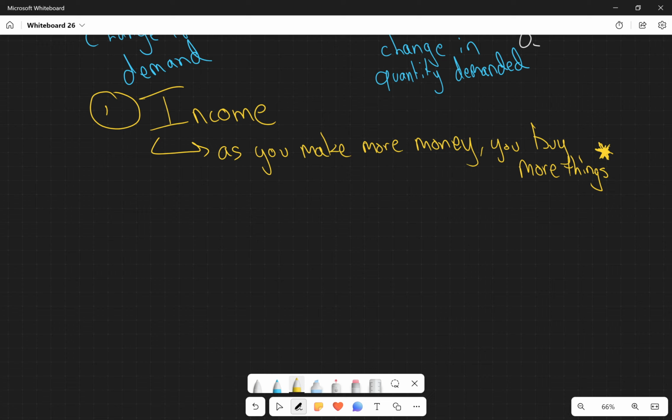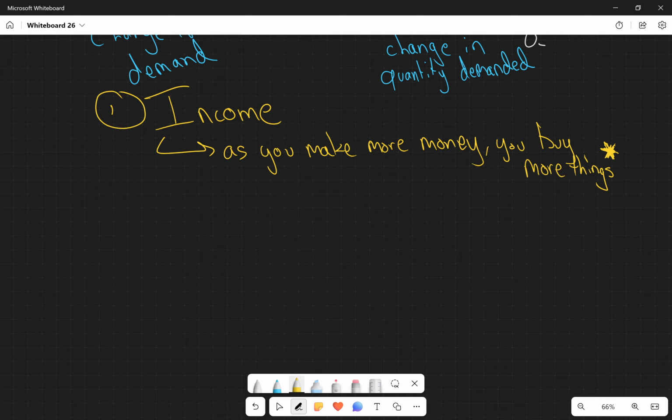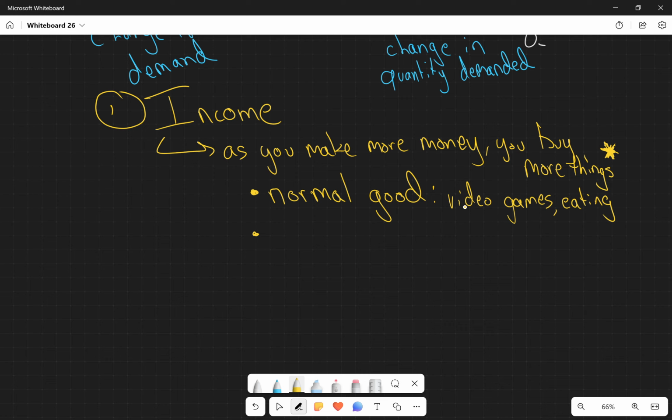So it's somewhat like non-essentials, but I'll just define it. So we have two main types of goods when we talk about income and demand and stuff like that. The first one is the type of good that we're used to every day, and that's why we call them our normal goods. These are just normal, everyday. This is going to be our video games, eating out, dining out and stuff like that, right?